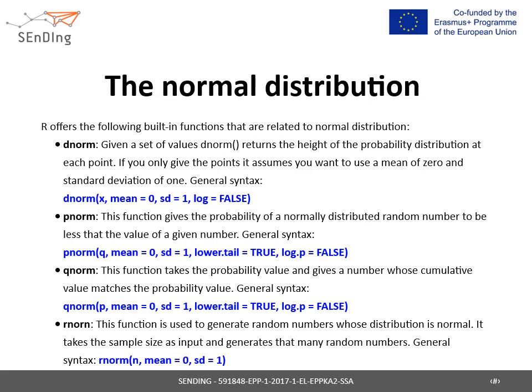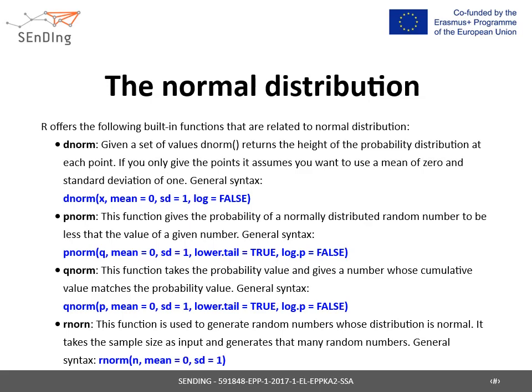The qnorm function takes the probability value and gives a number whose cumulative value matches the probability value. The general syntax is qnorm(p, mean = 0, sd = 1, lower.tail = TRUE, log.p = FALSE).